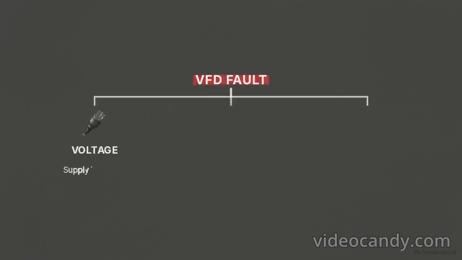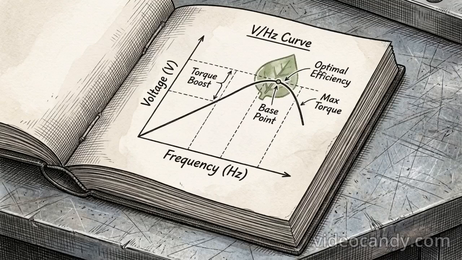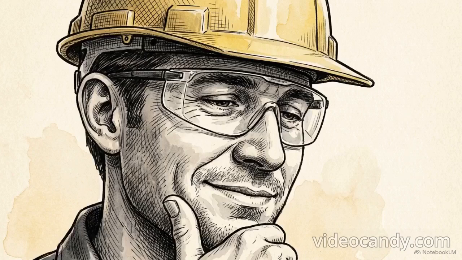With the parameters verified and the grounding secured, close the panel, restore power, and issue the start command. The motor smoothly comes up to full operational speed, drawing perfectly balanced current. We diagnose these issues using a strict 3-pronged framework: separating voltage supply issues from load regeneration, isolating mechanical binds from electrical configurations, and controlling EMI through proper cable routing and grounding.